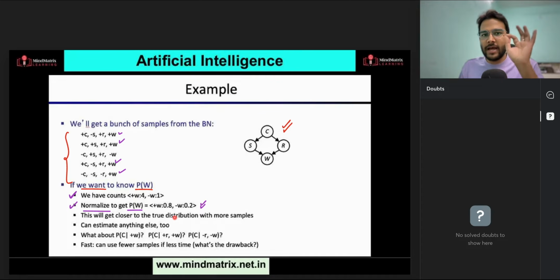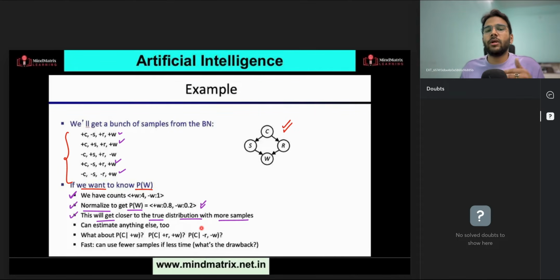Is this prior sampling clear? It is very simple, and it is very rare that they will ask a question from this. But is it clear what prior sampling is? You know the meaning of prior: there is no condition, no evidence already given to you. This prior sampling will get closer to the true distribution with more samples.